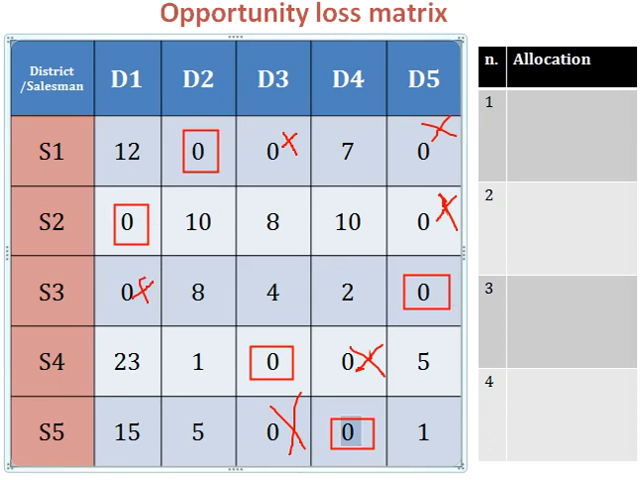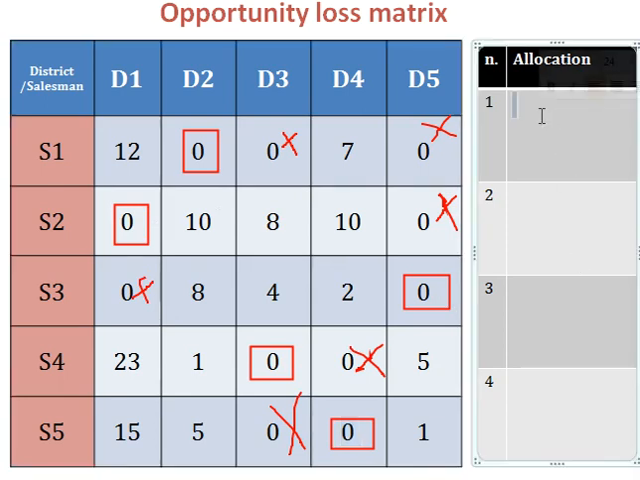So we can simply write down our answer over here, that is S1 D2. The next position we had is S2 D1, then S3 D5, then S4 D3, then S5 D4.